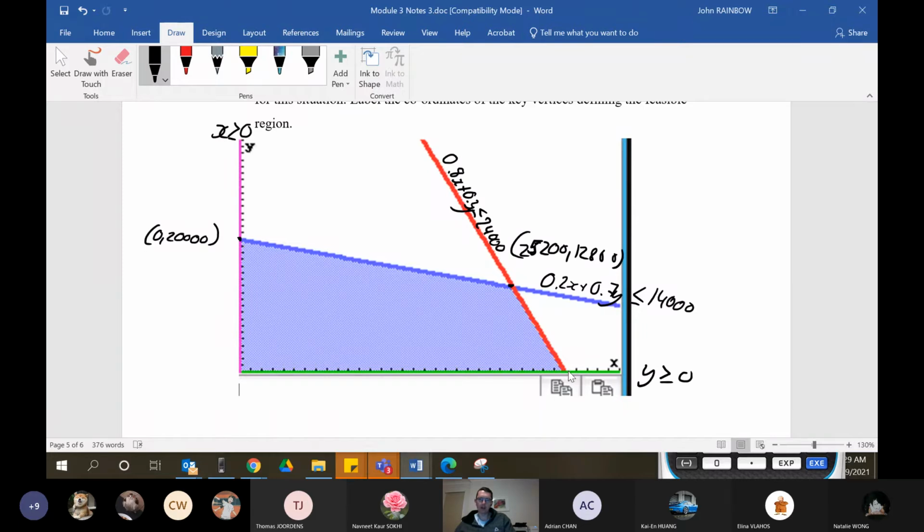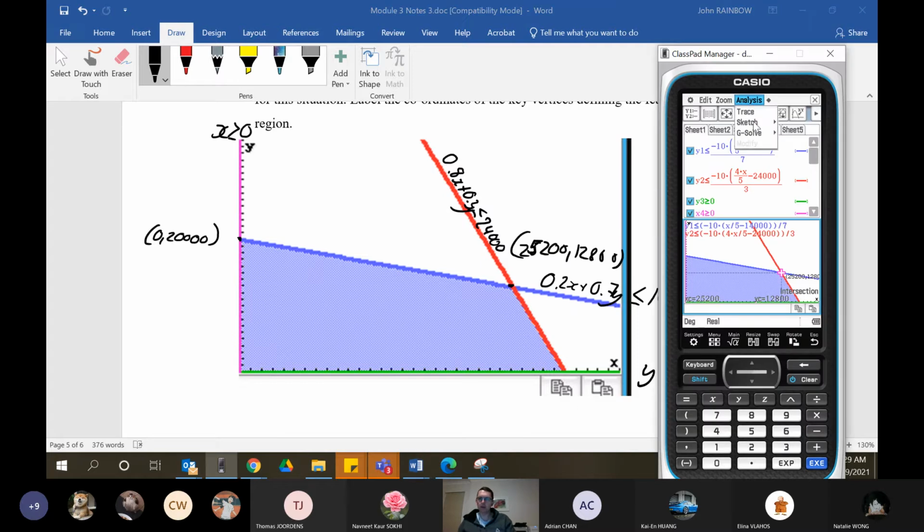Okay, this point down here, I want to find the x-intercept for that, which is the root. Now, I don't want to find the root of that line because it's way over here. So I'm just going to press down and do that one. So it's 30,000 and 0.